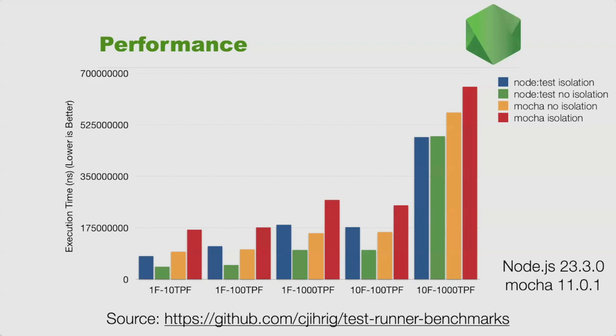But what we can see across the board is that node test without any type of isolation is the fastest. Node test with process isolation is a little slower, but still comparable to Mocha. And this is not any type of targeting of Mocha. Mocha is actually after node test my favorite testing framework. So I was just trying to look for the most competitive thing to compare against.